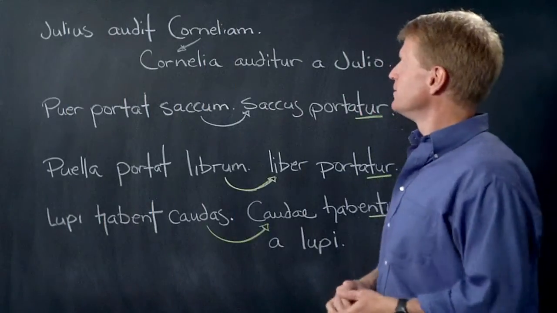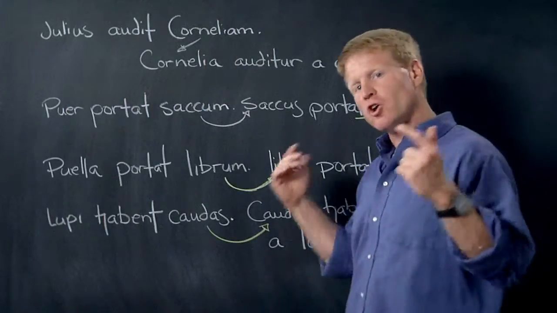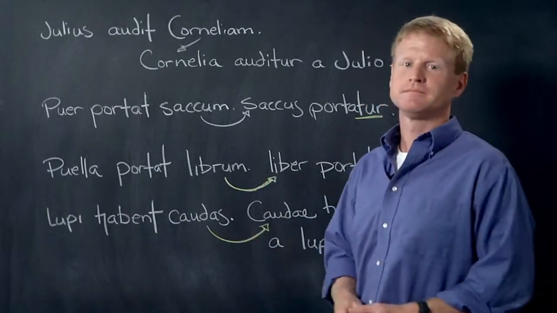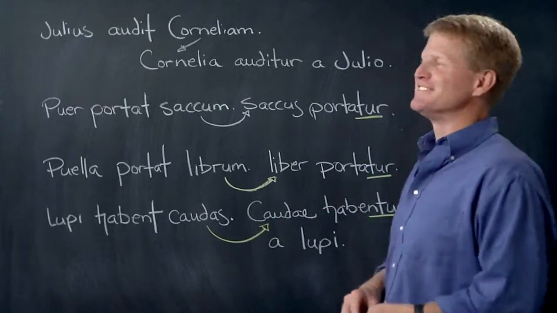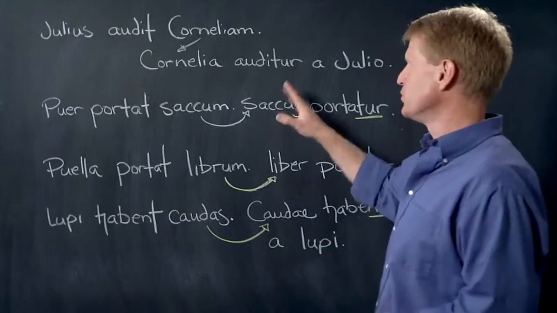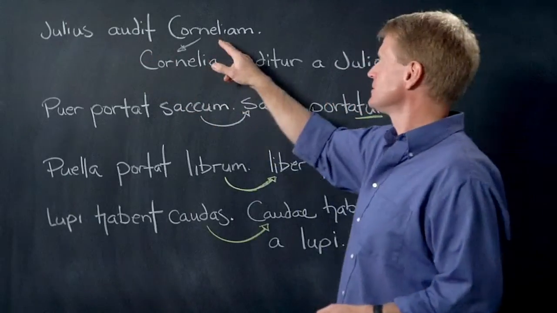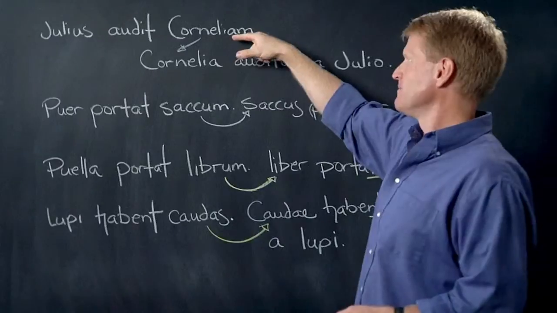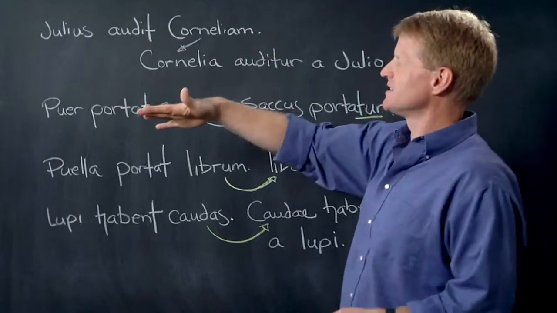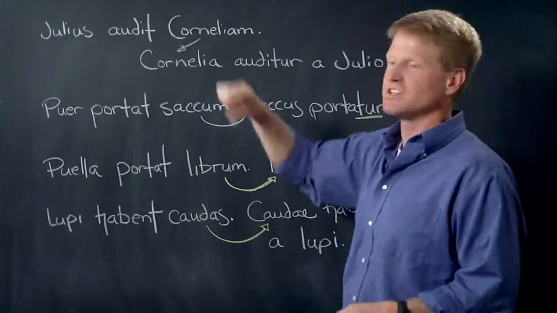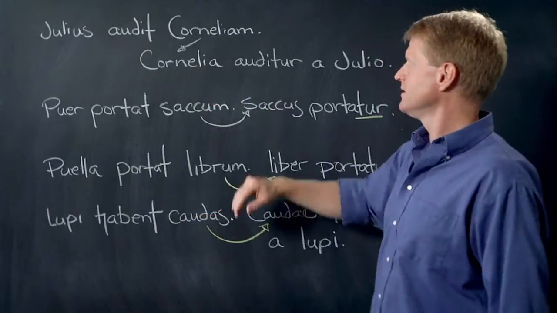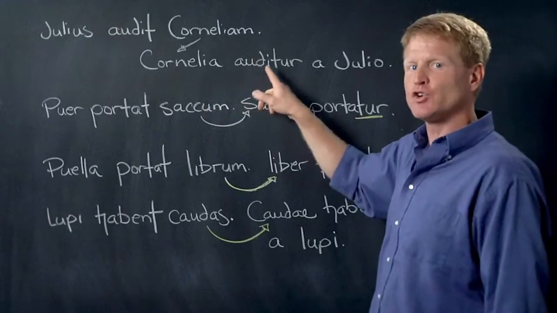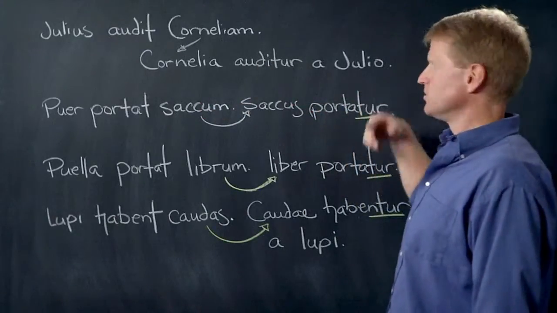All right. Julius audit Corneliam. By the way, all passive sentences in Latin have the word Cornelia in them. All of them. Teasing. That's dumb. It's not true. Okay, stop fooling around. We got a lot of work to do here. Julius audit Corneliam. Julius hears Cornelia. Accusative case. Let's make this sentence passive. We take the direct object and change it into nominative. Cornelia auditur a Julio. Cornelia is heard by Julius.